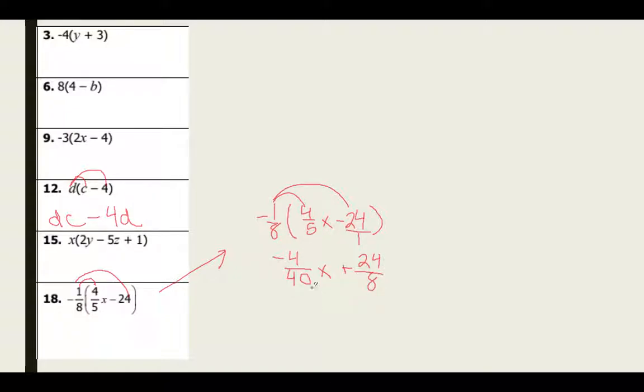Now let's simplify the fractions. So a number that goes into 4 and 40 is going to be 1 or 4. So 4 goes into negative 4, negative 1 is left over. 4 goes into 40, 10. And then 24, 8 goes into 24 perfectly as 3.